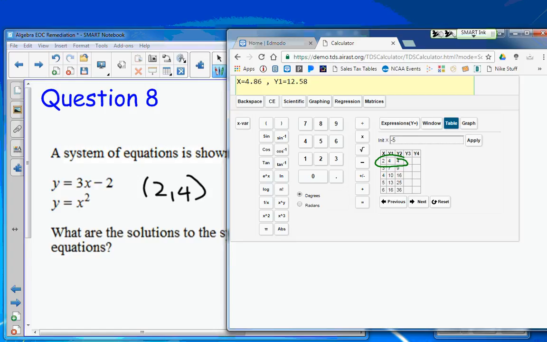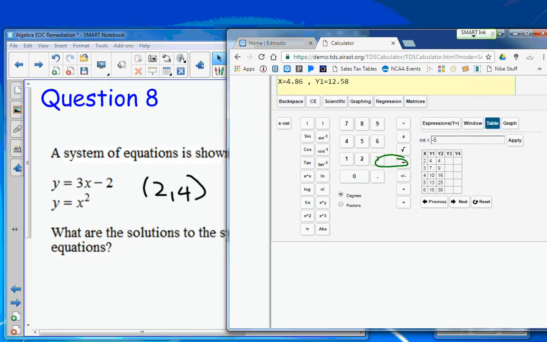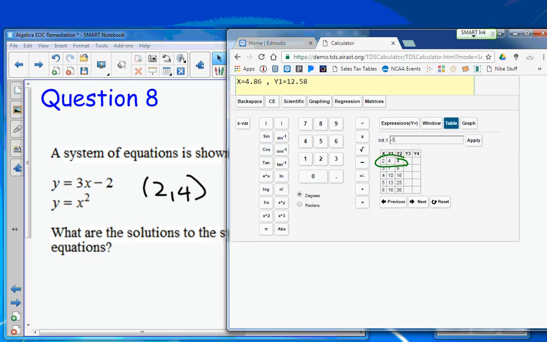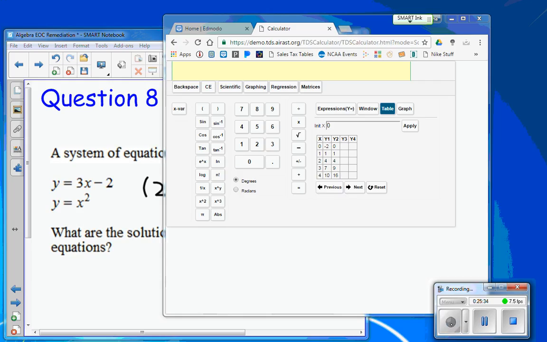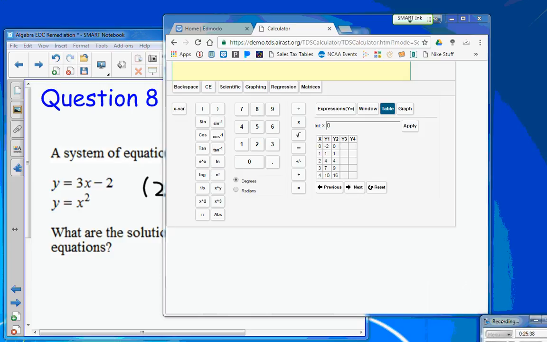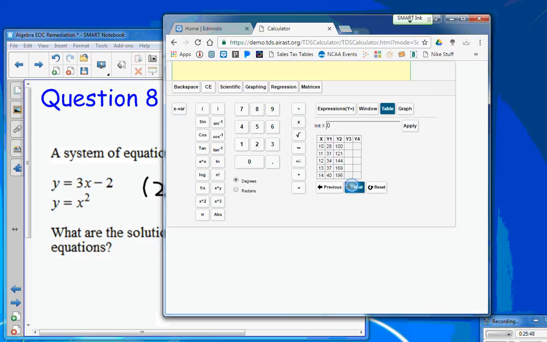Now we have to find another solution. Well, we know it's going to be bigger than 2. Where do they both have another solution? Now what I did is I went up here and I changed my initial x value to 0. Now what I can do is keep scrolling. I'm going to see where they both have the same value again.